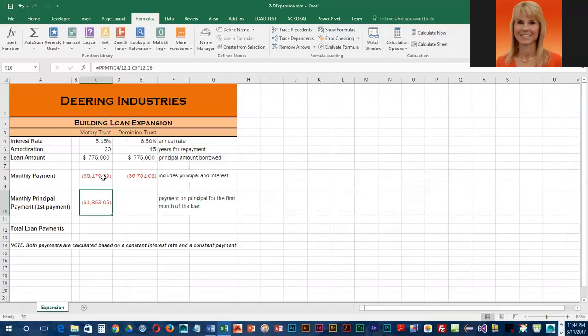So above this is the monthly payment. That is how much you're paying every month. And out of this monthly payment, that is the amount that goes towards the principal. The rest is going towards the interest.